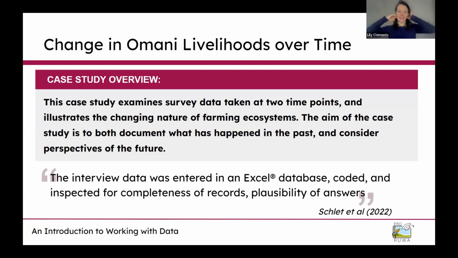Again, as we outlined before in the previous presentation, the interview data was entered in an Excel database, coded and inspected for completeness of records, plausibility of answers, and so forth. So completeness of records is what we're going to focus on here. And this is what we mean by missing values. Was a value there or was it not given? Did someone reply to that question or did they not?